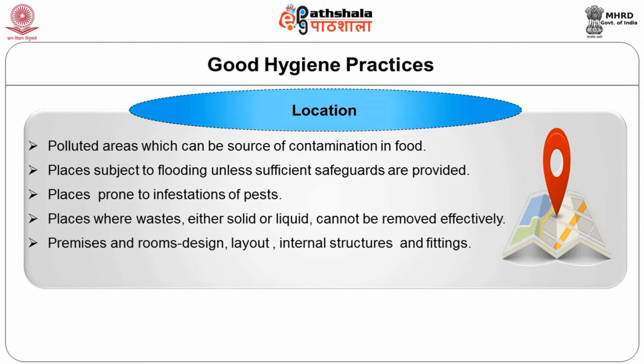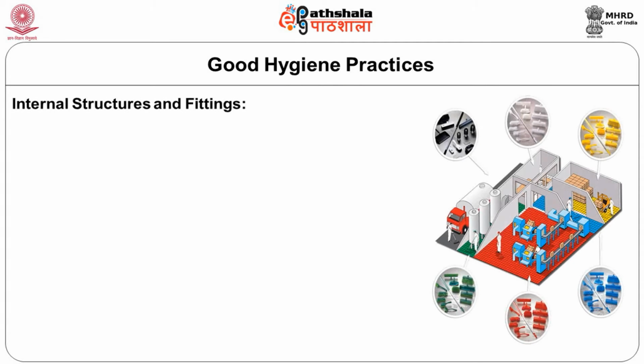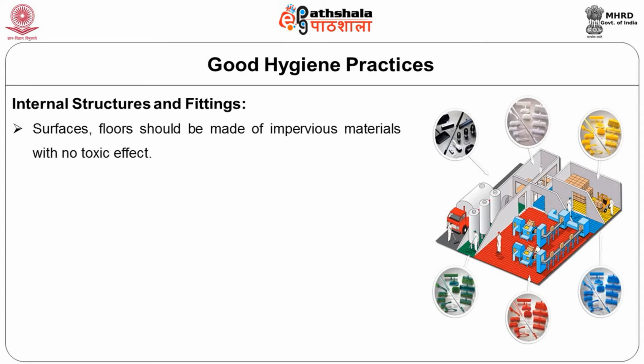Even the premises and the rooms. So how the processing unit has to be, how clean it has to be, what the design, layout, internal structures and also fittings are, have to be taken care of when we are looking at the design. How do internal structures and fittings affect good hygienic practices? The surfaces and floors should be made of impervious material with no toxic effect. Whenever there are cracks or gaps in the floors, some food products are left in them, and then bacteria can grow and become a biological contaminant in the food. So the surfaces and floors should be made of impervious material so that no contamination can occur in food.